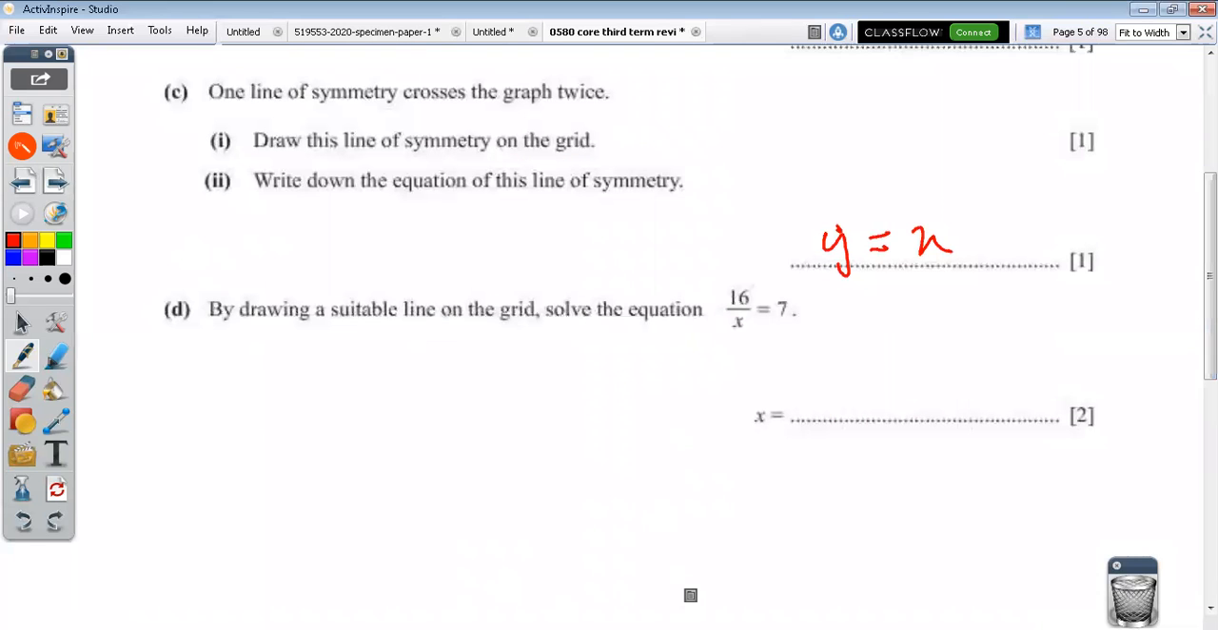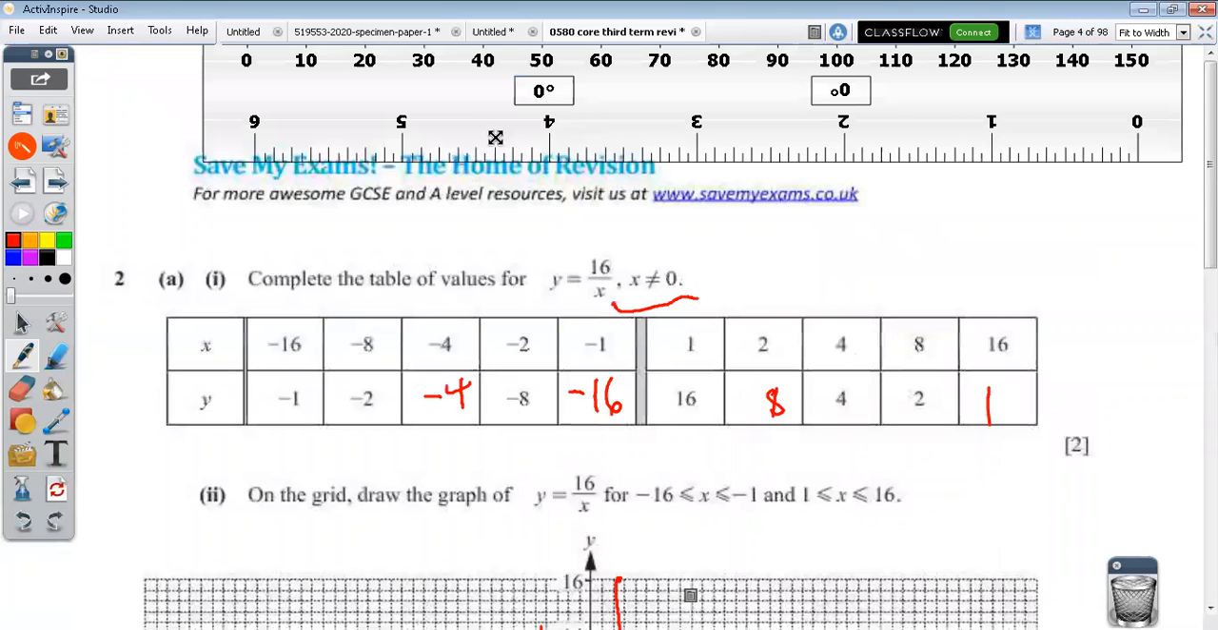Now, by drawing a suitable graph, you see now, suitable line. What's our graph that we have drawn? Is this graph. y is equal to 16 over x. So it means I have to draw the line y is equal to 7. That's all it means, to be able to solve this. This is our graph we've drawn. And we're saying it's equal to 7. It means I have to draw the line y is equal to 7.